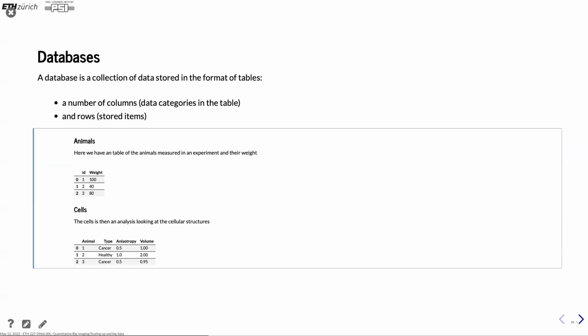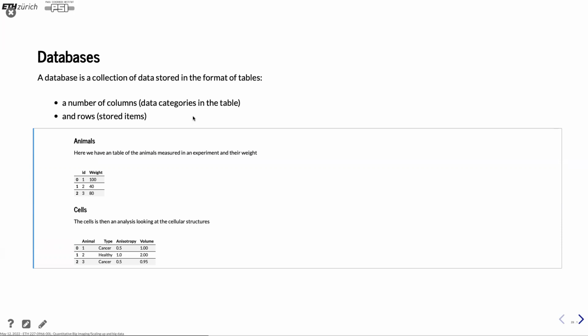So first we have the animals. These two are actually linked in some sense: we have the animal ID here, and here we also have animal ID, and we can see more information about this animal. So the cell type in animal 1 is cancer, it's anisotropic, and it has a volume of 1, and so on.